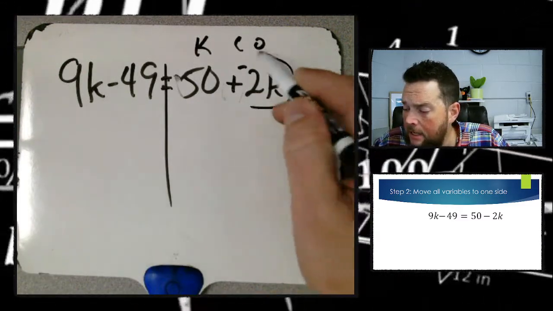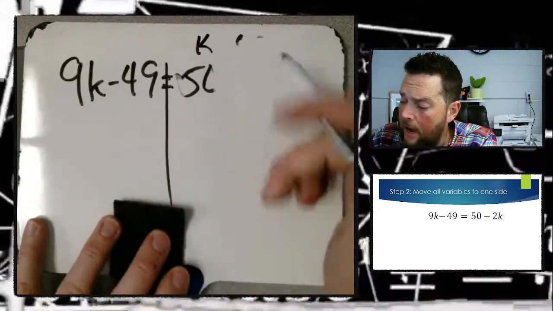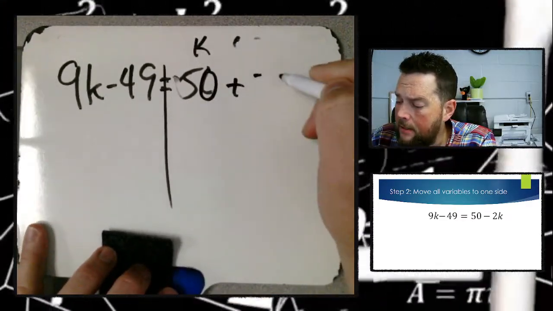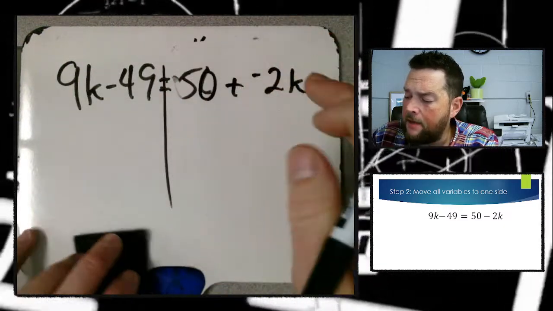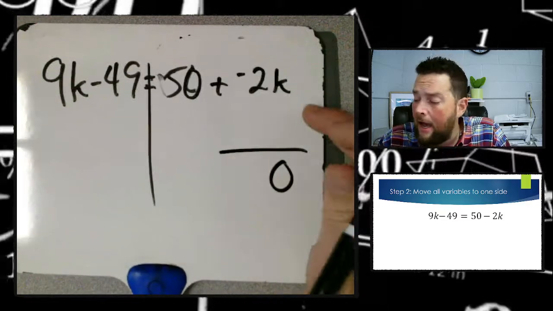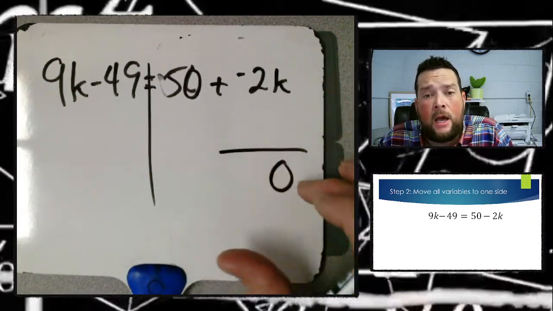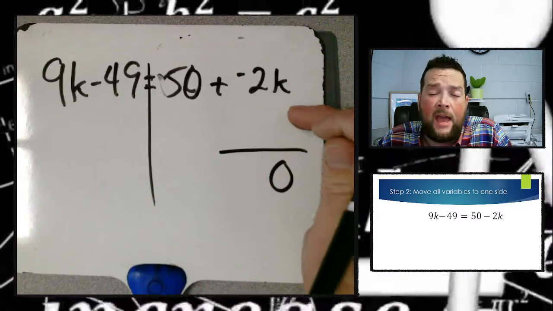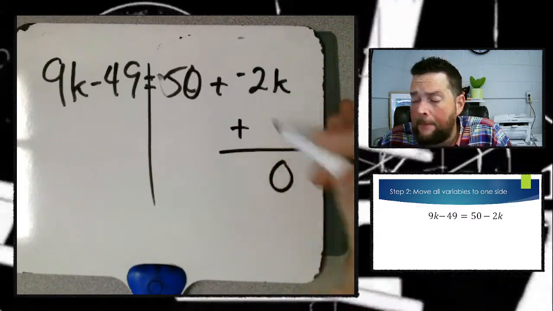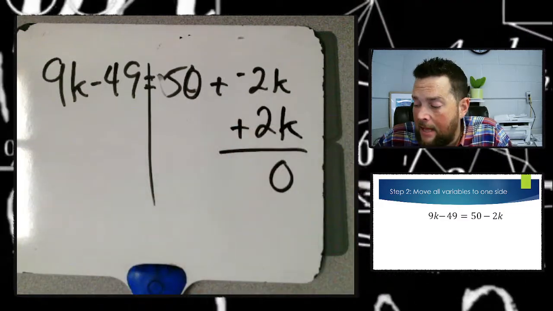And that helps us see we have a negative 2k right there, all right? So we've got 50 plus negative 2k, and now I'm thinking about, okay, on this side, I want to make 0 out of those negative 2k's. So what do I have to add to this in order to make 0? I have to add its opposite, right? And the opposite of negative 2k is positive 2k. So I'm going to add the opposite.